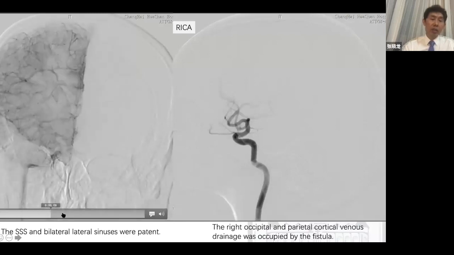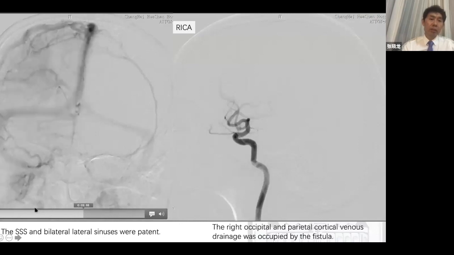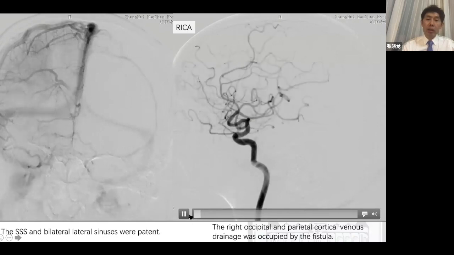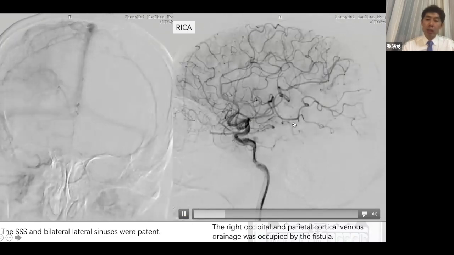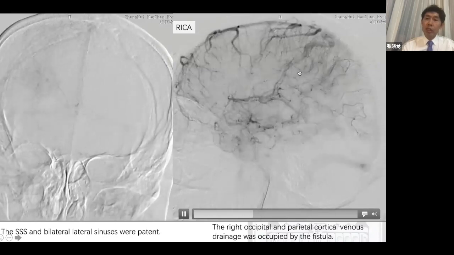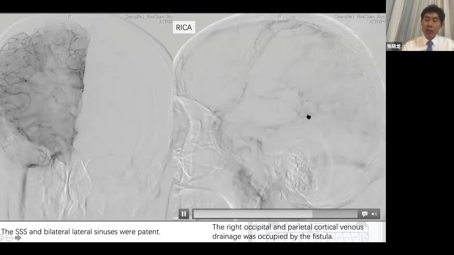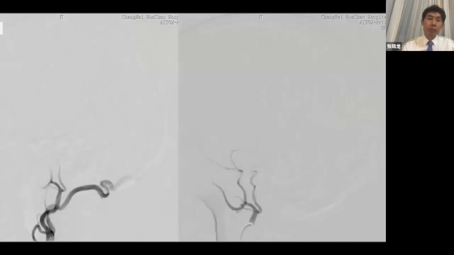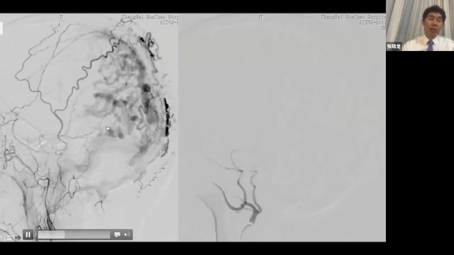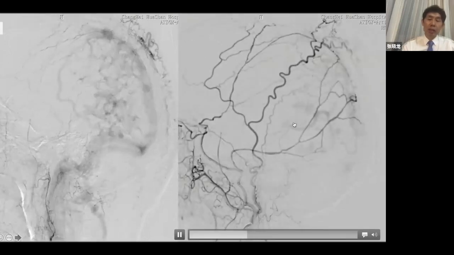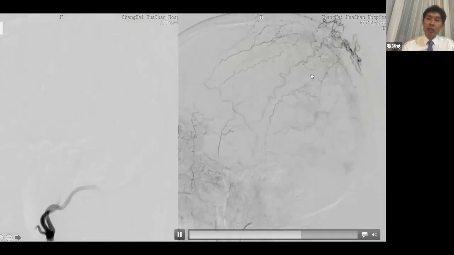Right internal carotid artery angiography. So the bilateral lateral sinus was patent. And this is the lateral one. This part of the venous was occupied by the reflux of the pure venous. The left occipital artery angiography. And the left internal maxillary artery angiography.